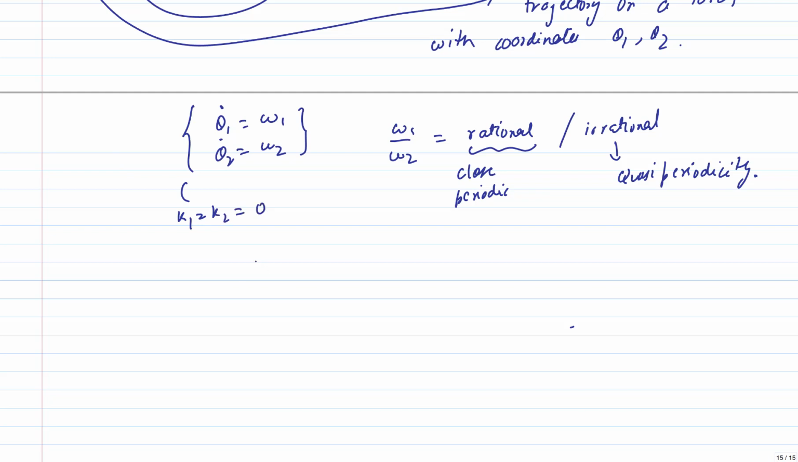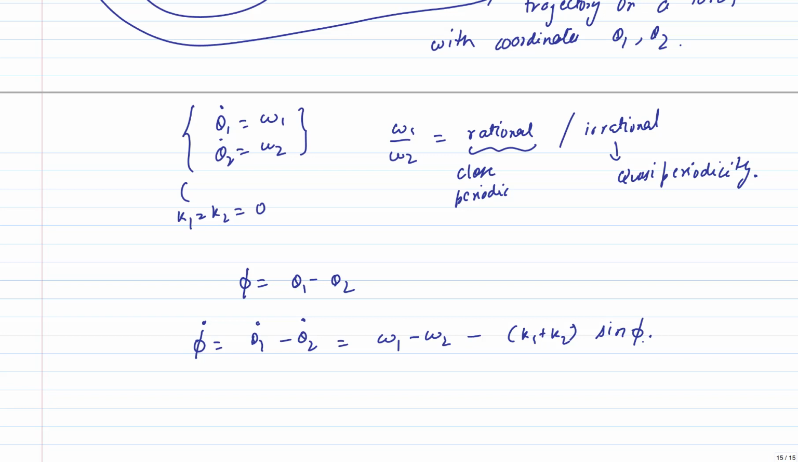What happens when I have K1 and K2 not 0? Then I have a system of coupled oscillators, essentially. And it's convenient to look at the phase difference, phi equals theta 1 minus theta 2, as a new coordinate. Under the new coordinate my equation becomes phi dot equals theta 1 dot minus theta 2 dot equals omega 1 minus omega 2 minus (K1 plus K2) sine phi.